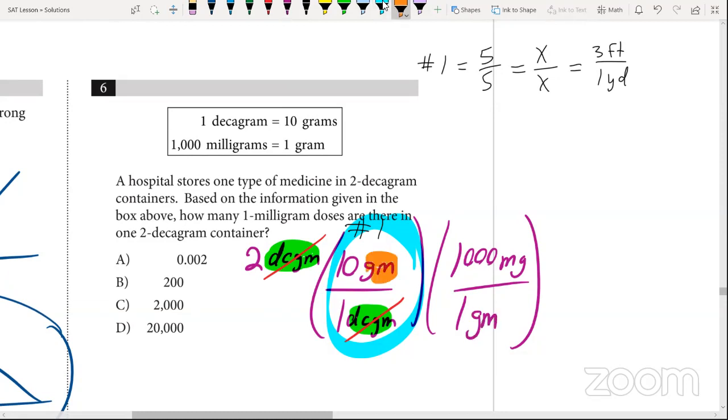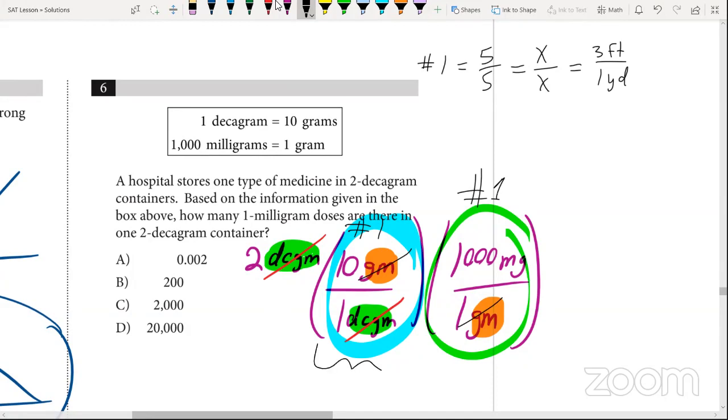So now we have what we want, which is these grams canceling each other. This whole fraction here is equal to the number 1 because 1,000 milligrams is equal to 1 gram. So all we did was multiply by the number 1 once and twice. So we haven't changed anything, but we've dramatically altered the appearance.